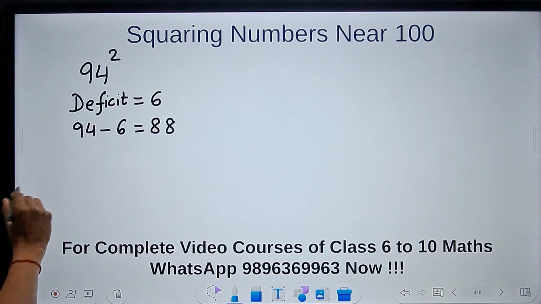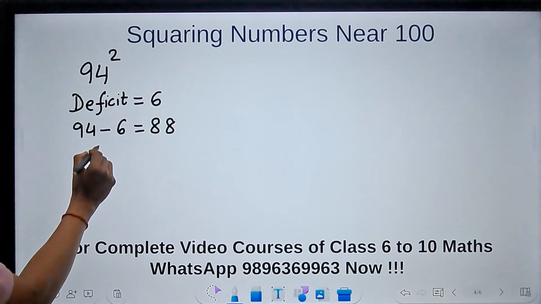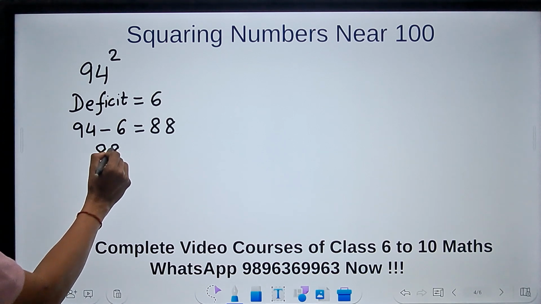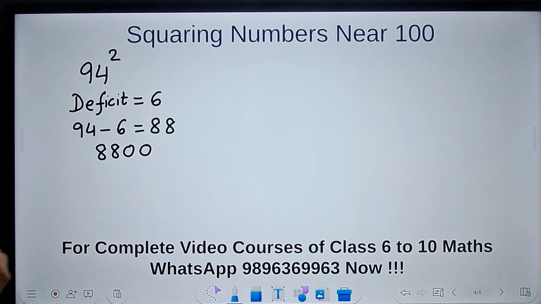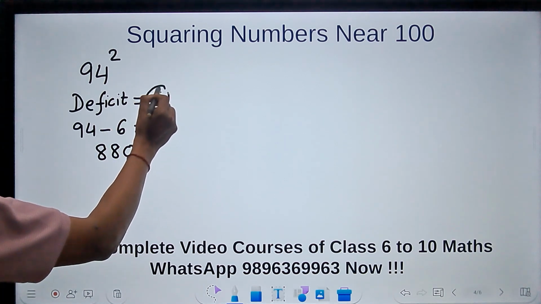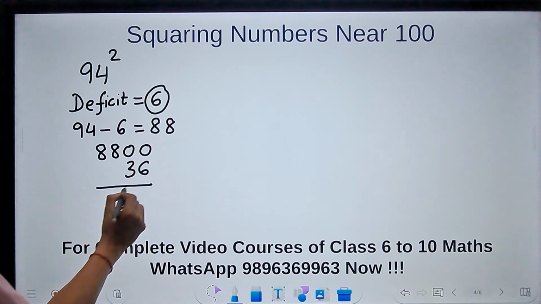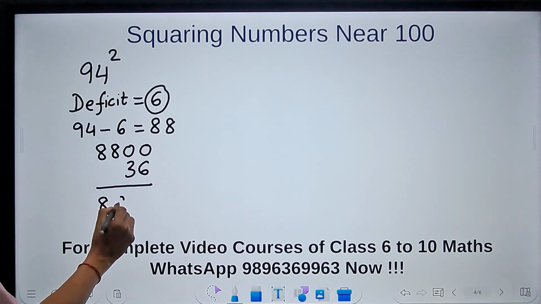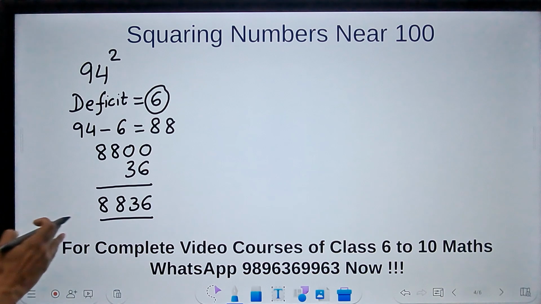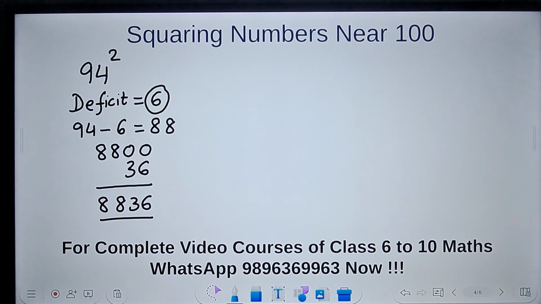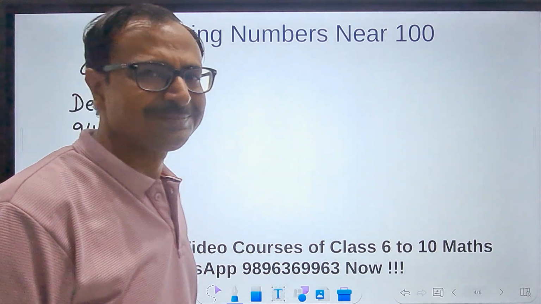What do I do with this? This is my x minus y. X plus y is 100, and so when I multiply them, I will get 88 followed by 2 zeros. And then the deficit square, 6 square is 36. So I will just add 36 to this to get the square of 94. And now you can pick up the calculators and check. 94 square will indeed be 8836.